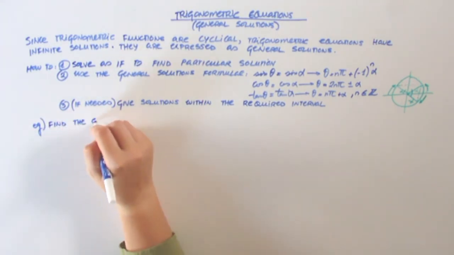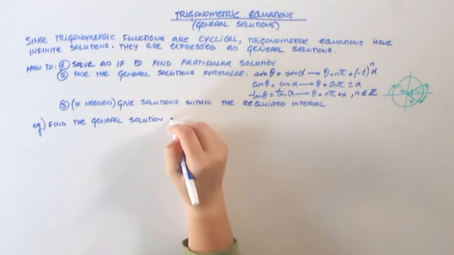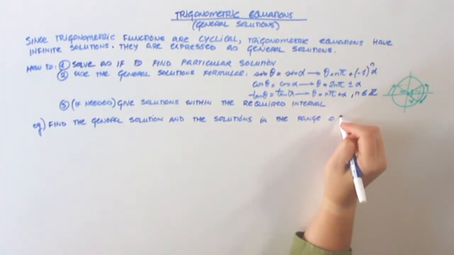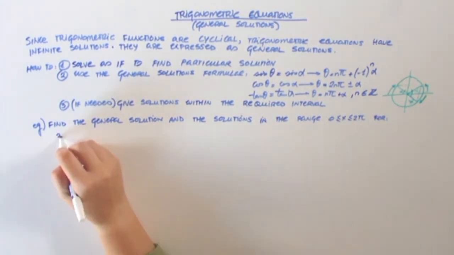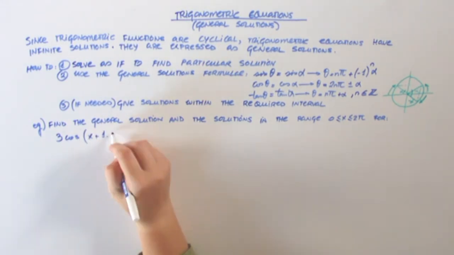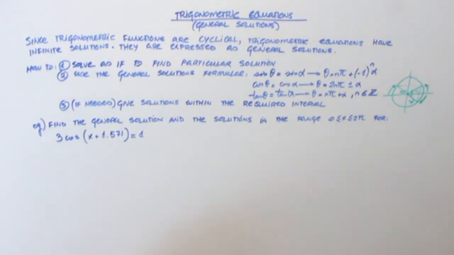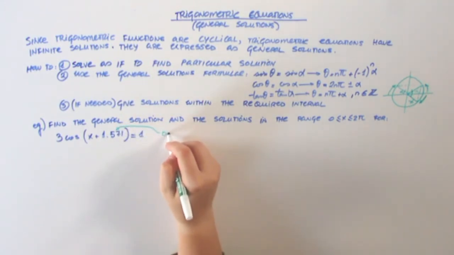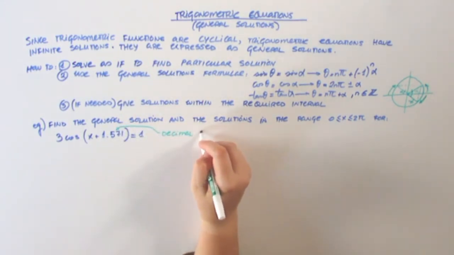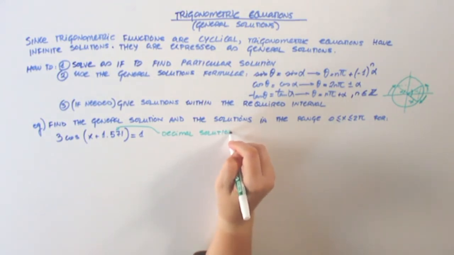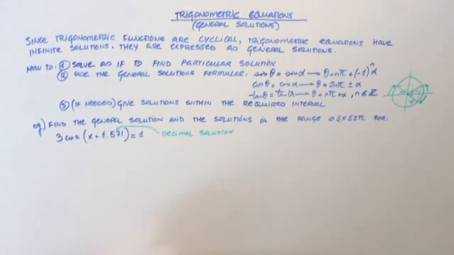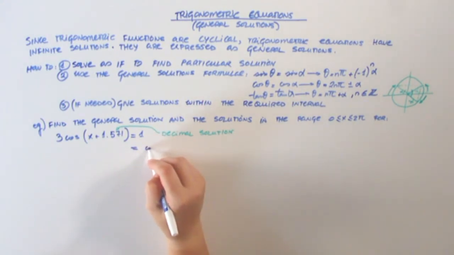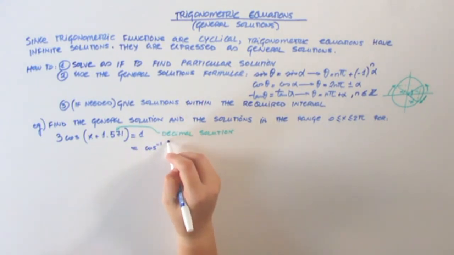Here they ask me to find the general solution and the solutions in a range of 0 to 2 pi for this equation. Now, as you see in here, they are giving me decimals instead of fractions of pi in the equation, which means I will have a decimal solution. I don't need to use fractions of pi in this one. But the first step is to rearrange to leave the cosine alone and then to inverse the cosine.